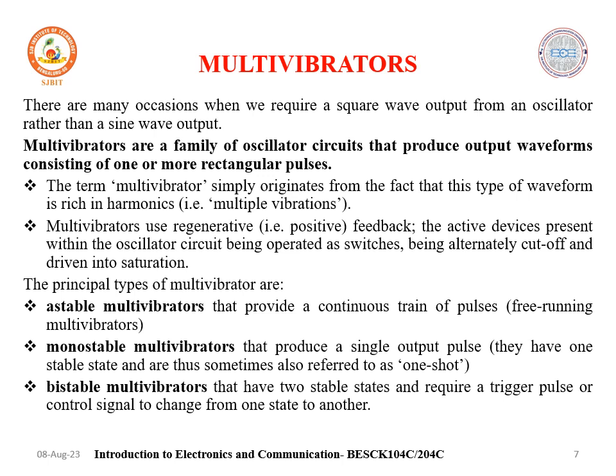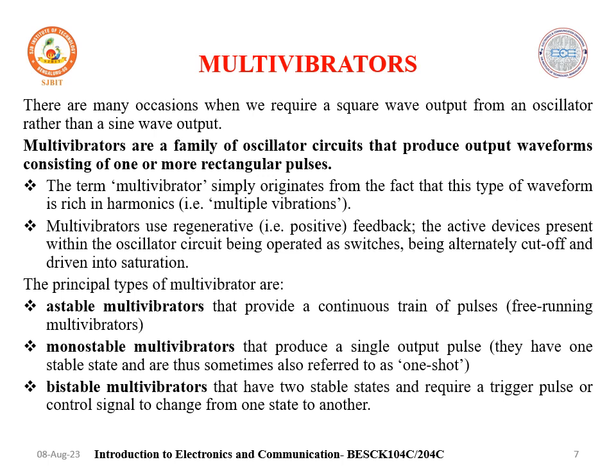Consider the multivibrator. There are many occasions when we require a square wave output from an oscillator rather than a sine wave output. In the previous topic we discussed the Wein bridge oscillator, whose output is a sine wave. Suppose we require a square wave rather than a sine wave, we go for the multivibrator. Multivibrators are a family of oscillator circuits that produce an output waveform consisting of one or more rectangular pulses. A multivibrator is also an electronic device that generates non-sinusoidal waveforms like a square wave, rectangular wave, triangle wave, and sawtooth wave.